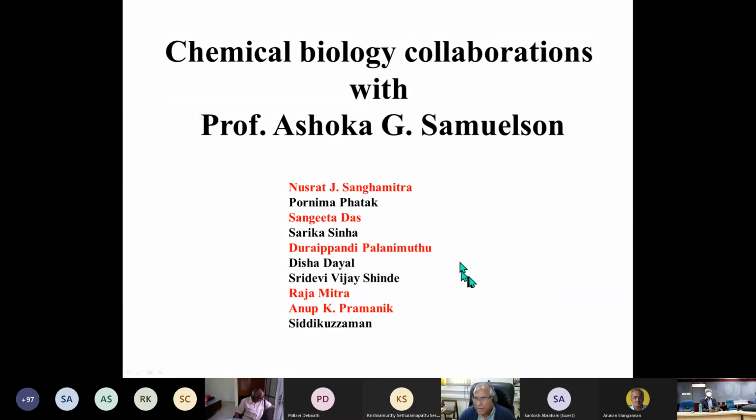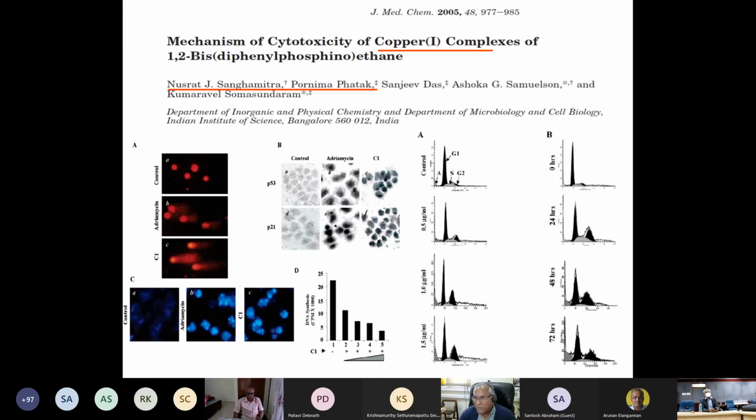Those who are colored red are graduate students from Professor Ashok Samuelson's lab, who helped to do this work. Those who are colored black are postdocs who worked in my lab and participated in this project. So I just wanted to show you a few slides where some of these important papers came out through this fruitful collaboration. One of the earliest published through this collaboration was related to a copper complex showing anti-cancer activity.